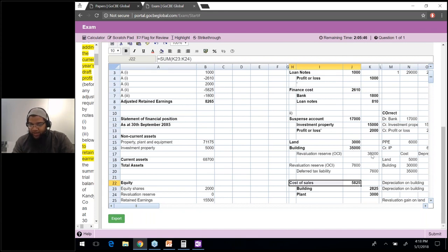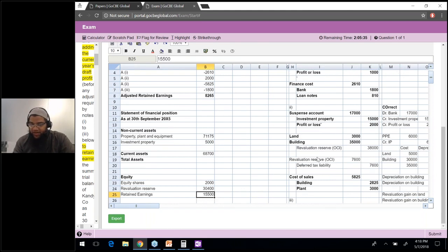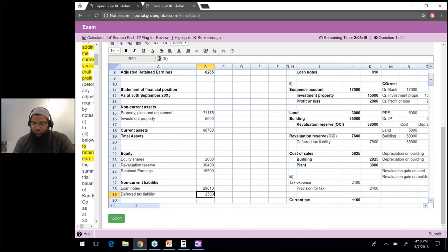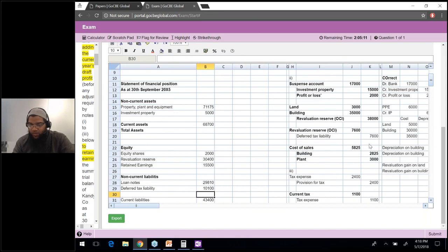So now the next area, let's incorporate the revaluation reserve. The revaluation reserve is equals to 38,000 minus 7,600 relating to the deferred tax. These are incorporated. Now let's incorporate the deferred tax liability of 7,600. For this, we need to move towards the non-current liabilities. And let's write down equals to over here, 2,500 plus 7,600. This has been incorporated now.